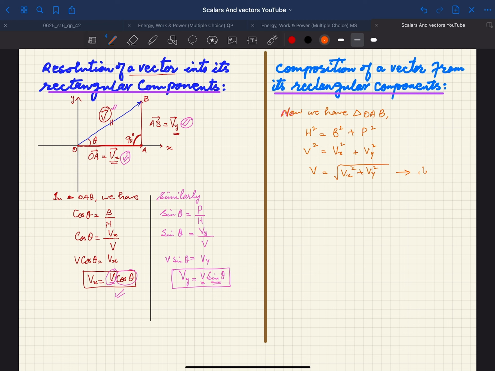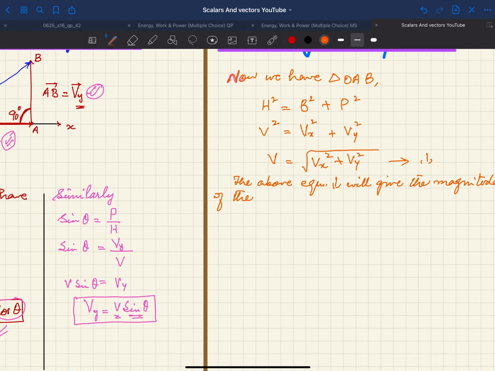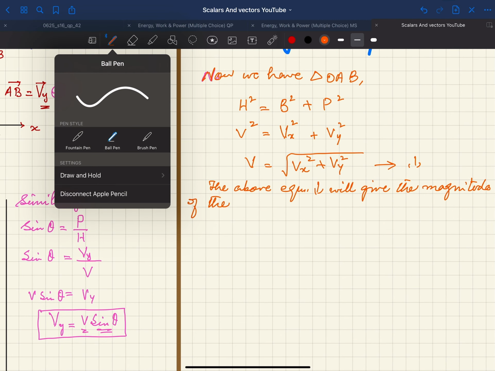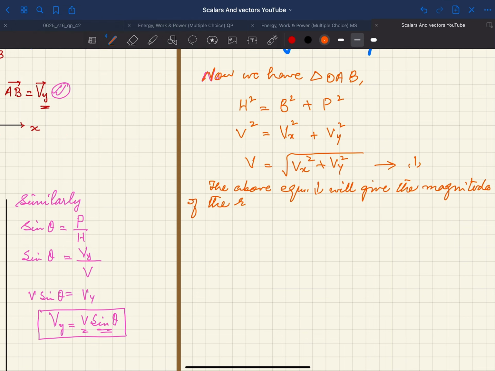the above equation 1 will give the magnitude of the resultant vector, magnitude of the resultant vector.